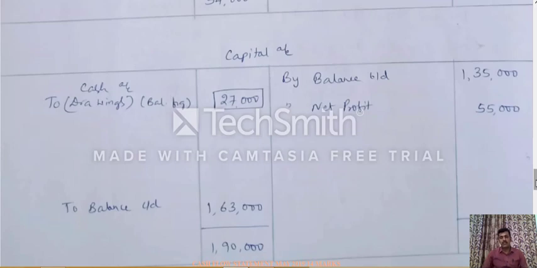So as it is a profit, we have to credit it. So by net profit brought down, net profit 55,000. After that you have to close the ledger account. So you'll get 1,90,000 on the credit side. You have to enter the same amount on the debit side. Then the difference figure of rupees 27,000 should be transferred to cash account.